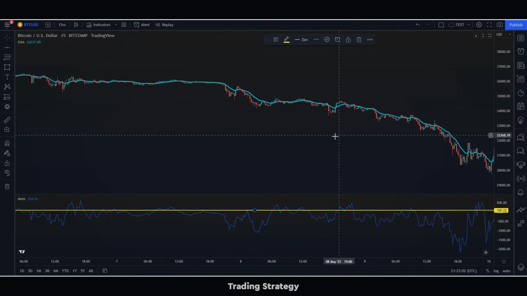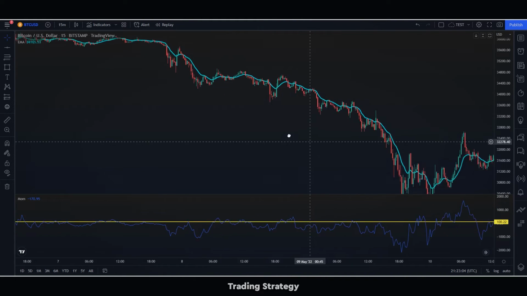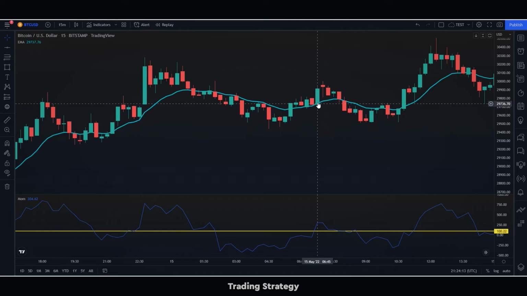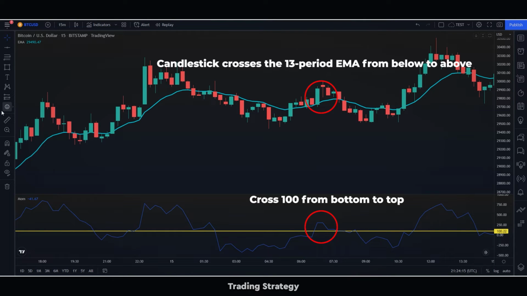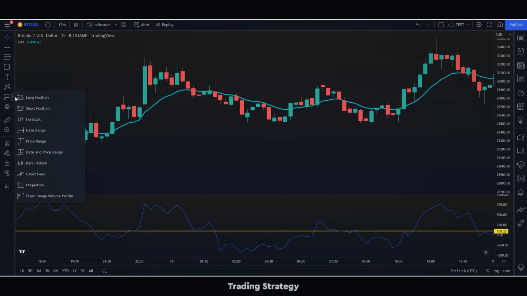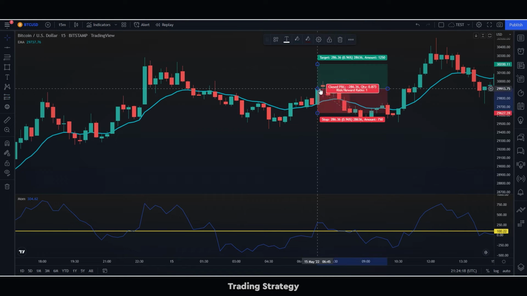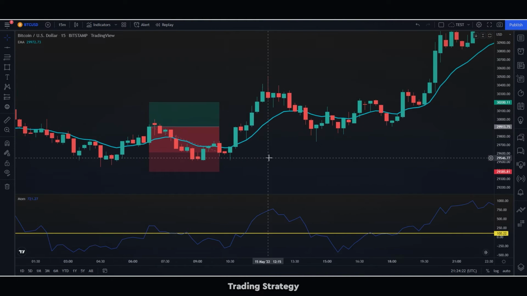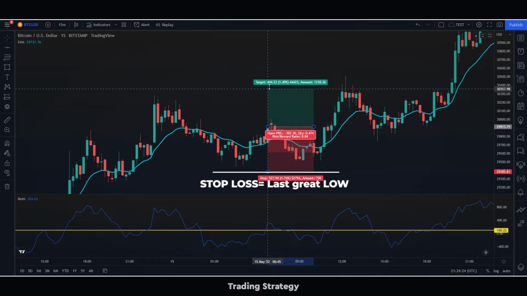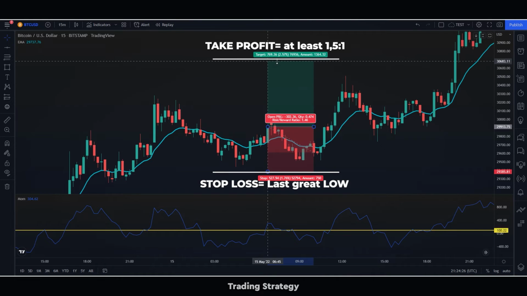As I said, this strategy is really simple. To make a buy trade, all we have to do is wait for the momentum line to cross from below to above its 100 line, and at that very moment, a candlestick crosses the 13-period EMA from below to above. If this is true, we will carry out the buy operation. We will put our stop at the last great low, and our take profit at a risk-benefit ratio of at least 1.5 to 1. That is, we risk 1 to try to win 1.5.